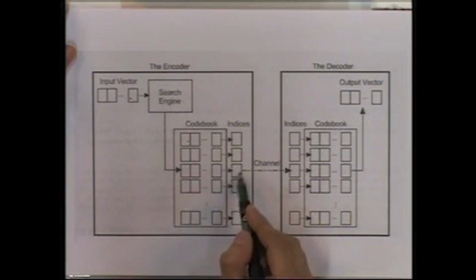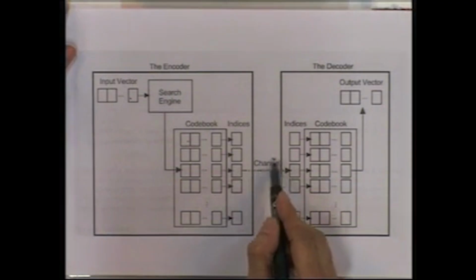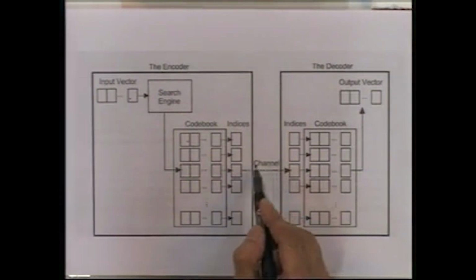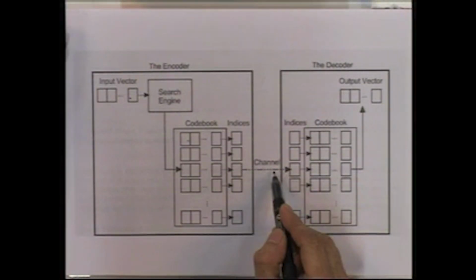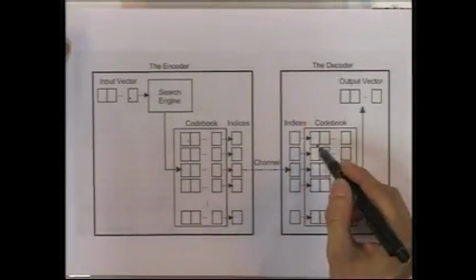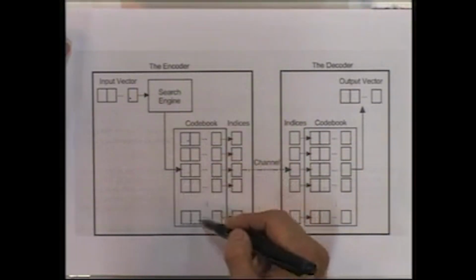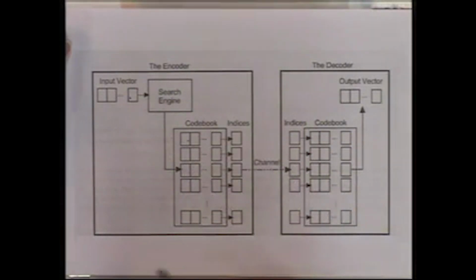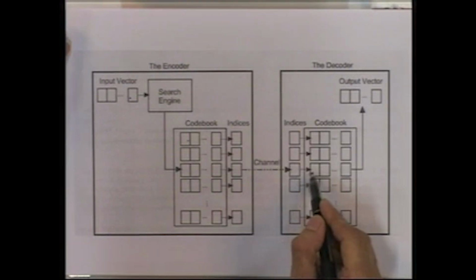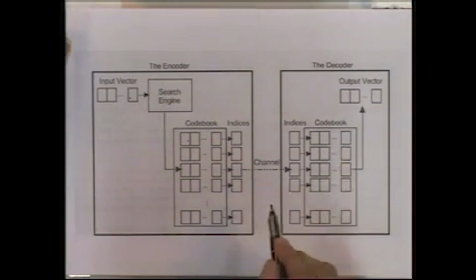the index of that code word is sent through a channel. The channel could be a computer storage or communication channel and so on. When the decoder receives the index of the code word, and because the decoder has exactly the same code book as that which exists at the encoder, it replaces the index with the associated code word.